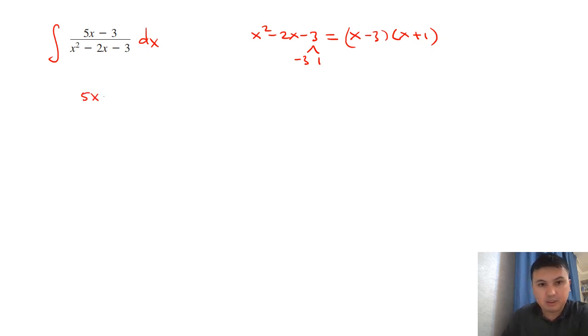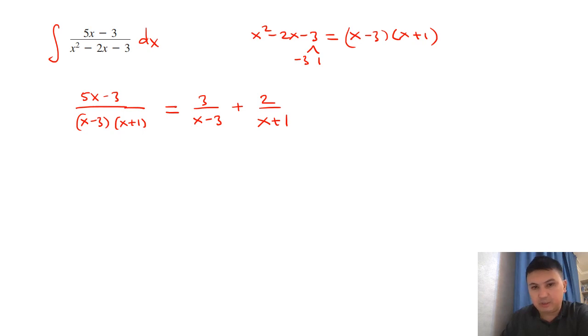Well, (5x - 3) divided by (x - 3)(x + 1) can be written in the form 3/(x - 3) + 2/(x + 1). You can check it. If you bring it to the common denominator, which is (x - 3) times (x + 1), you will see that your numerator will become 5x - 3.